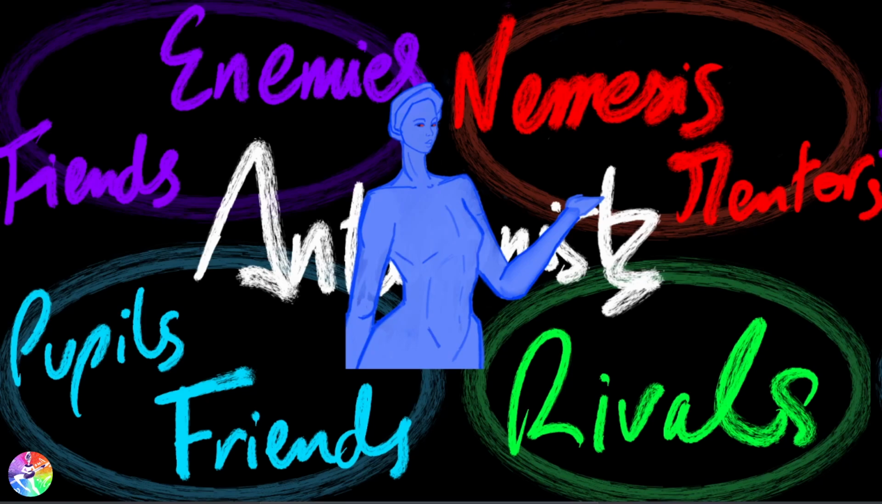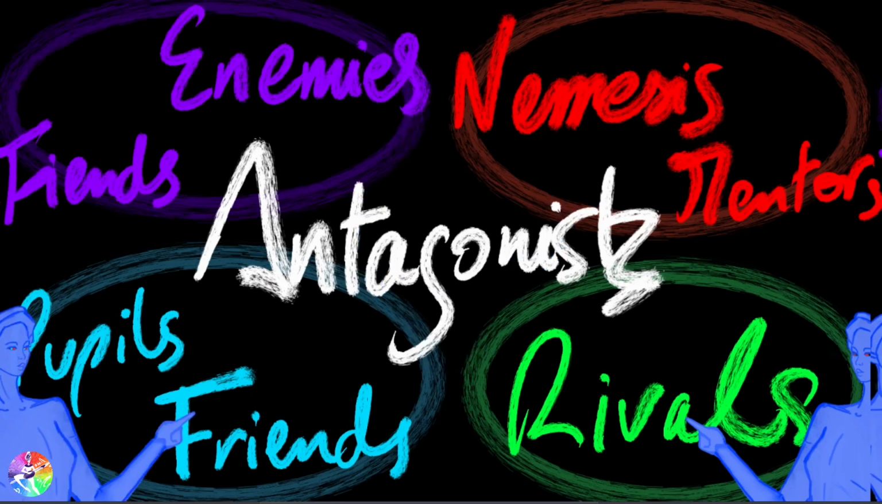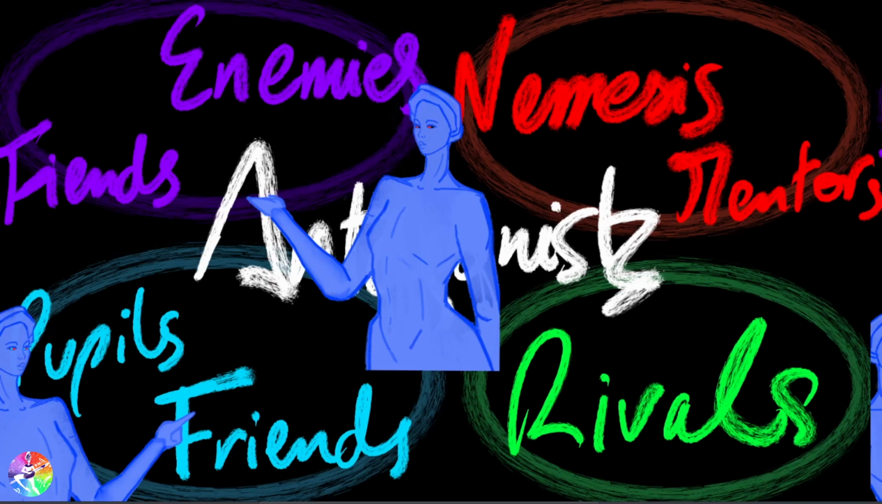The first section is the Nemesis and the Mentor. The second section concerns the rivals. The third section encompasses the Pupils and the Friends. The last section is about the enemies and the Fiends.